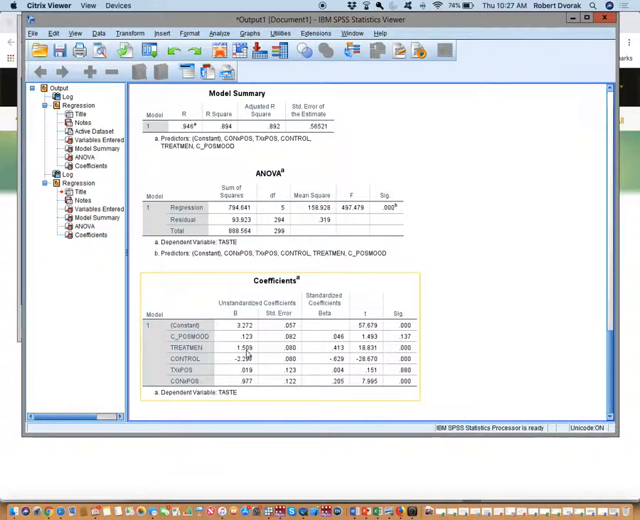Those in the treatment group rate taste significantly higher than those in the sham group. Mark was right, right? That was his guess. He thought that we would see this. What does this tell us? Significantly lower, yep, in the control group.